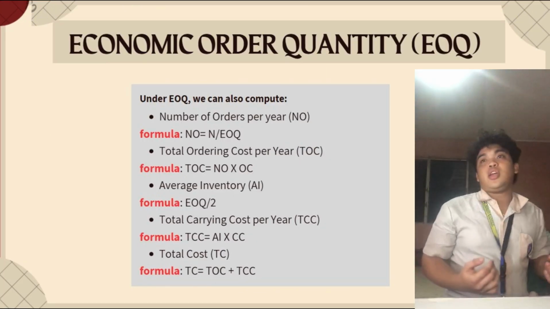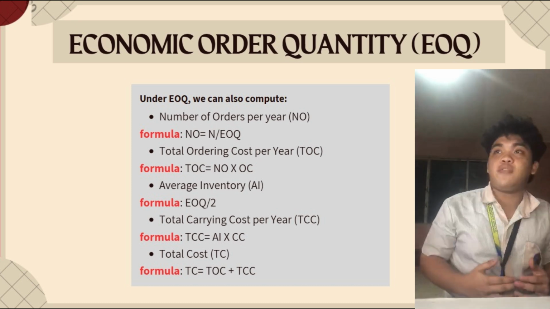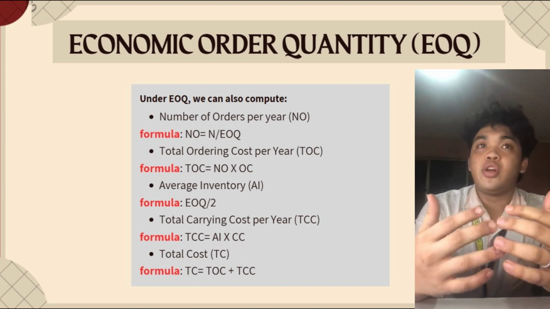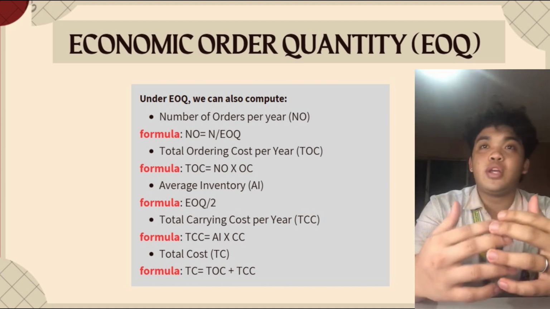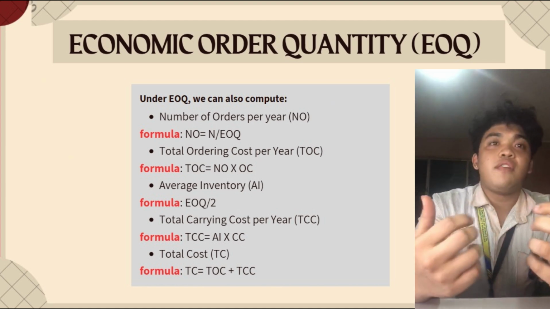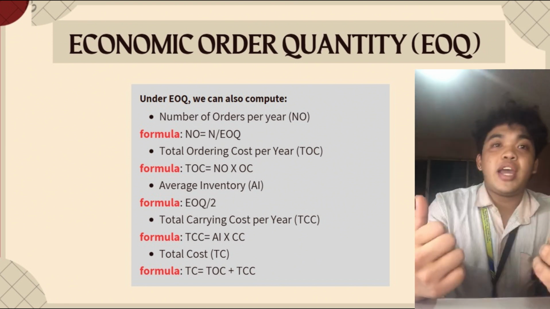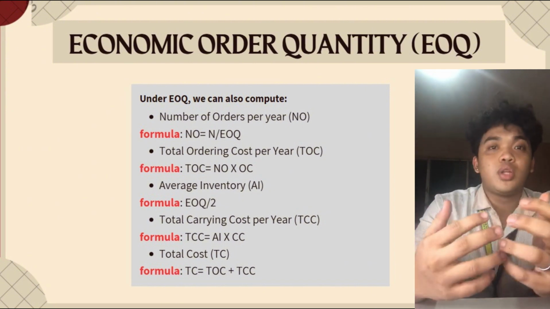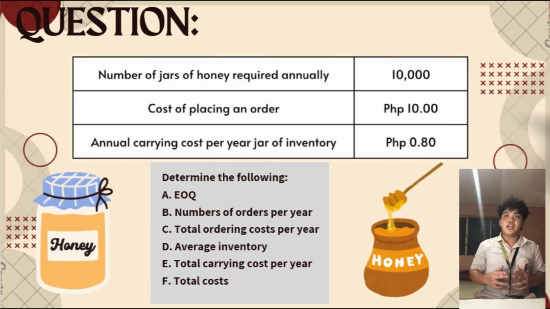Under the EOQ, we have other formulas, which are the number of orders per year, or NO, total ordering cost per year, or TOC, average inventory, or AI, total carrying cost per year, or TCC, and last one, total cost, or TC. So here is our example.